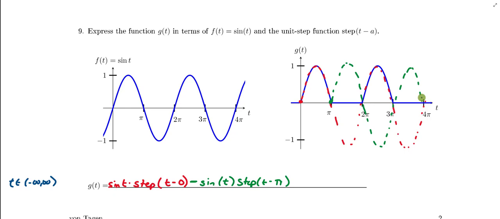And you can see that this green function, for time values greater than or equal to pi, is exactly counterbalancing my sine function, giving us a flat line of 0 all the way across.